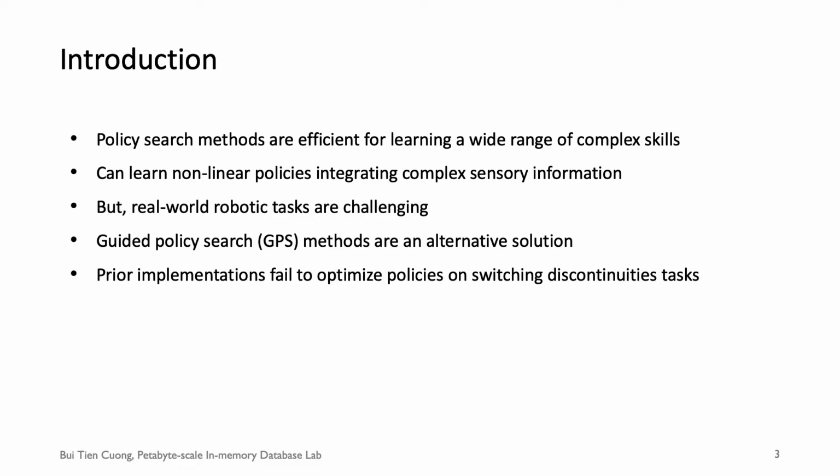First, let me introduce the problem addressed in this paper. As you know, reinforcement learning and policy search methods have shown considerable promise for enabling robots to automatically learn a wide range of complex skills. Recent results suggested that these methods can be extended to learn nonlinear policies that integrate complex sensory information and dynamically choose diverse and sophisticated control strategies.